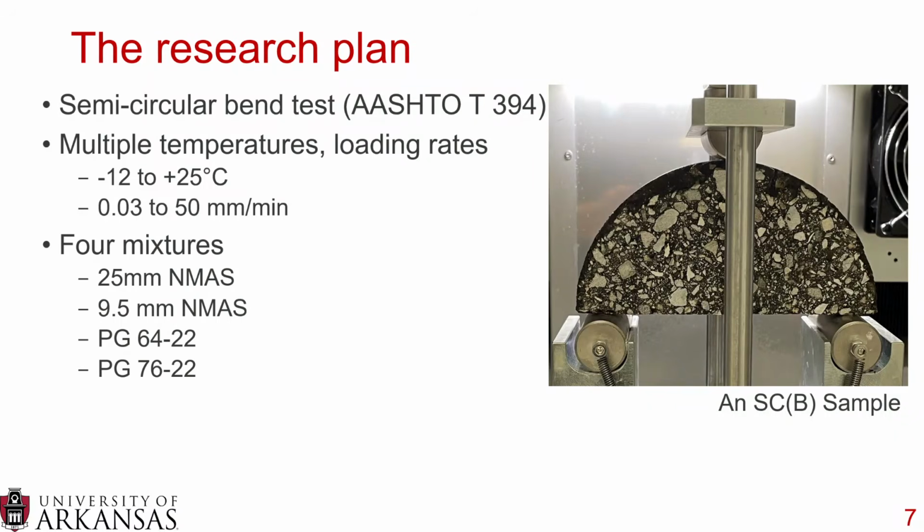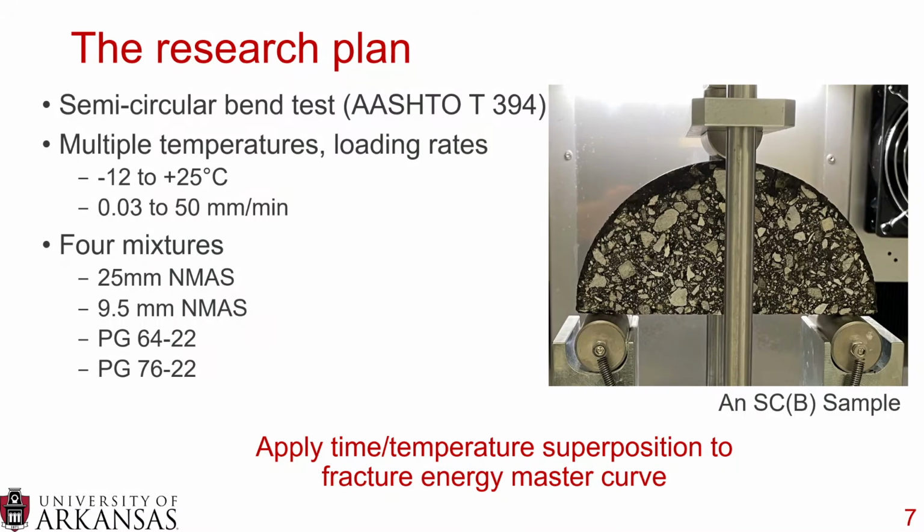And we used four mixtures, two different nominal maximum aggregate sizes, 25 and 9.5, and two different PG binder grades, a 64-22 and a 76-22. These are very common mixes used in Arkansas, and the 76-22 is polymer modified. So four materials common in Arkansas, four different combinations of aggregates and asphalt binders. And we applied the time temperature superposition principle to make a fracture energy master curve.